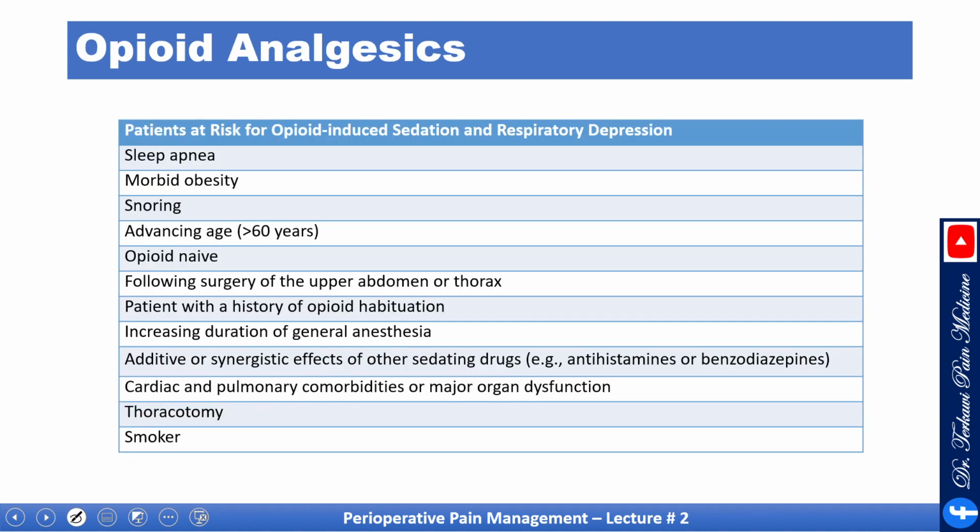Okay, patients at risk for opioid-induced sedation and respiratory depression. Those with sleep apnea, morbid obesity, snoring, advanced age, opioid naive, following surgery of the upper abdomen or thorax, patients with a history of opioid use, increased duration of anesthesia, additive synergistic effects like benzodiazepines, cardiac and pulmonary comorbidities, thoracotomy, and smokers.